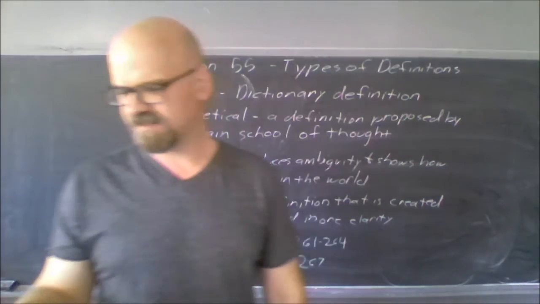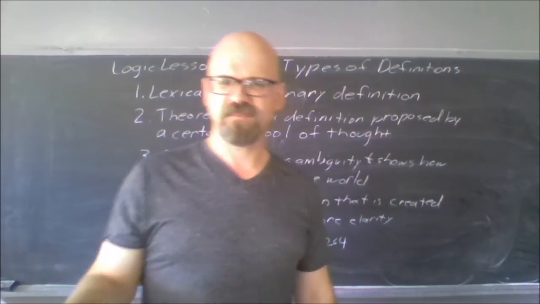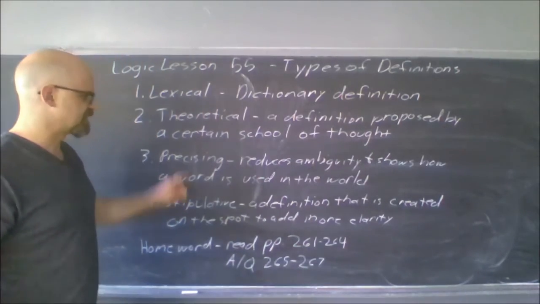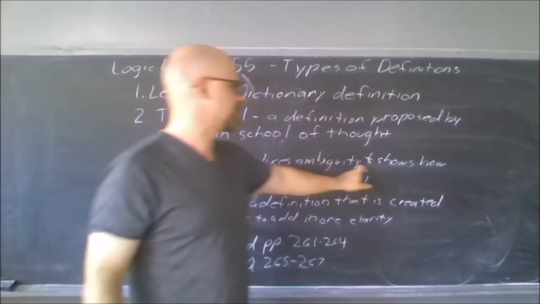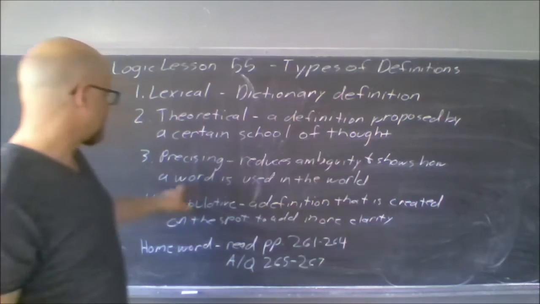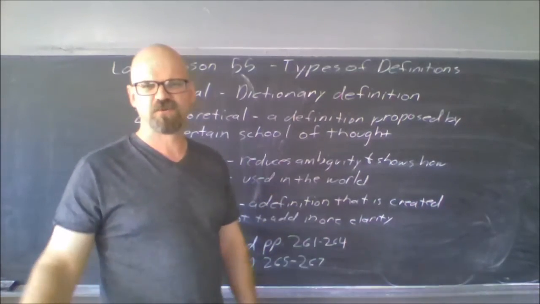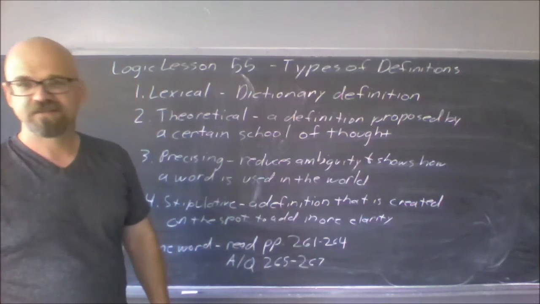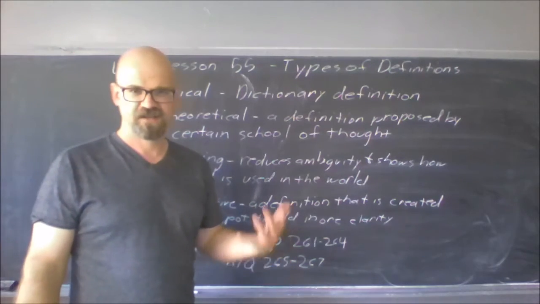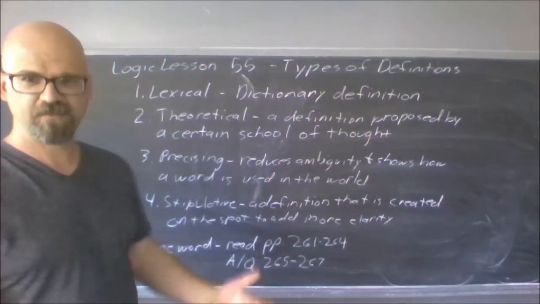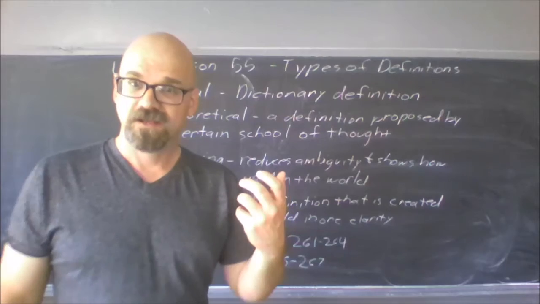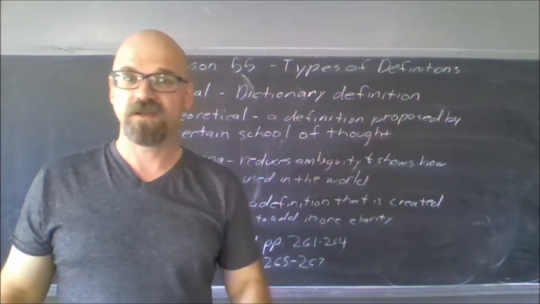A precising definition is number 3. Precising reduces ambiguity and shows how a word is used in the world. Okay? Now this is just, again, getting rid of ambiguity so that you can show people what you mean.